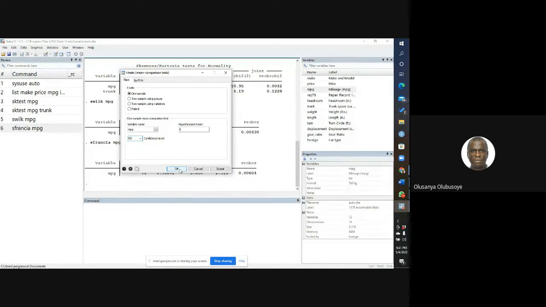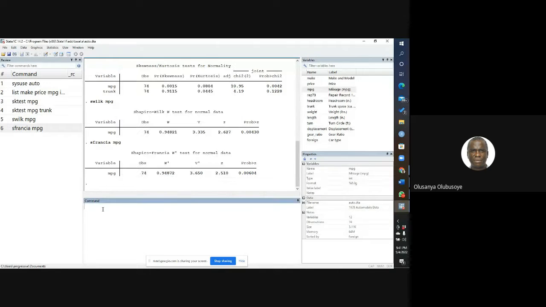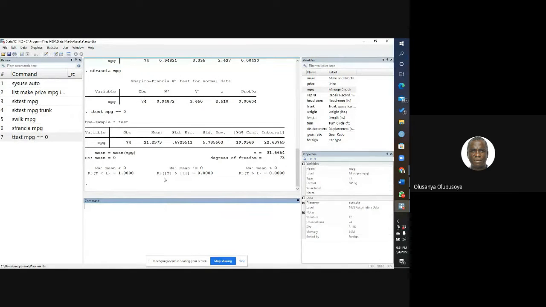So we can copy this and paste that command. So I can test this one. So for one sample test, this is the average of the 74 observations. And this is the standard error of the mean. And then this is the standard deviation of the observations. This is the 95% confidence. This is the lower limit. This is the upper limit. And this is the test.